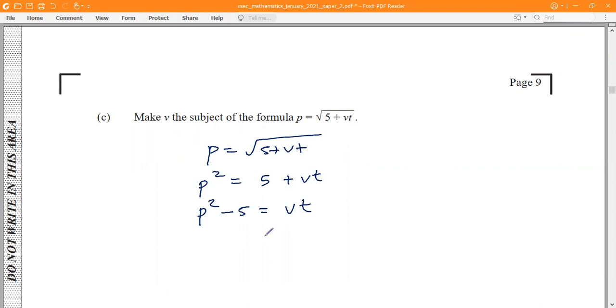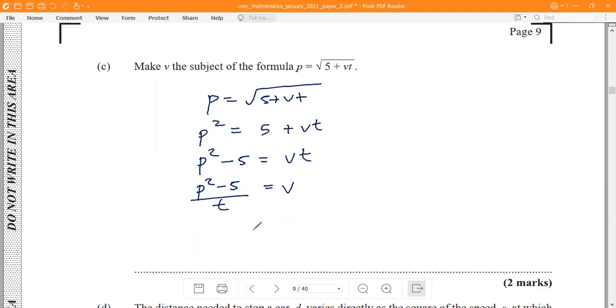And then afterwards, we divide both sides by t in order to isolate v on the right-hand side. Now, v is the subject of the formula. You can also switch sides if you wish, and write v is equal to (p squared minus 5) over t. Okay, so this is the answer for part C.